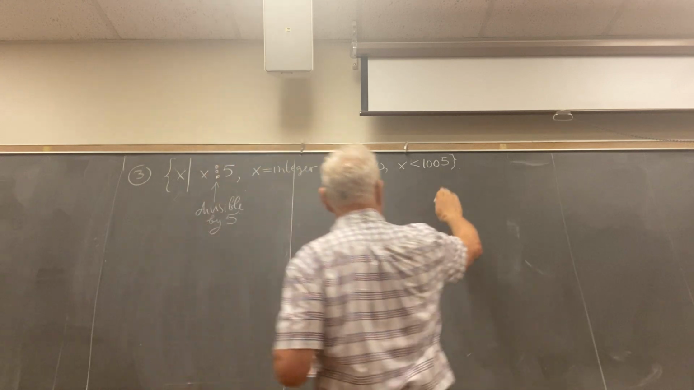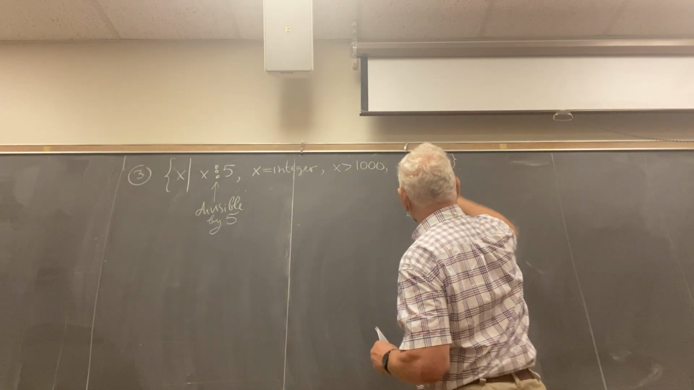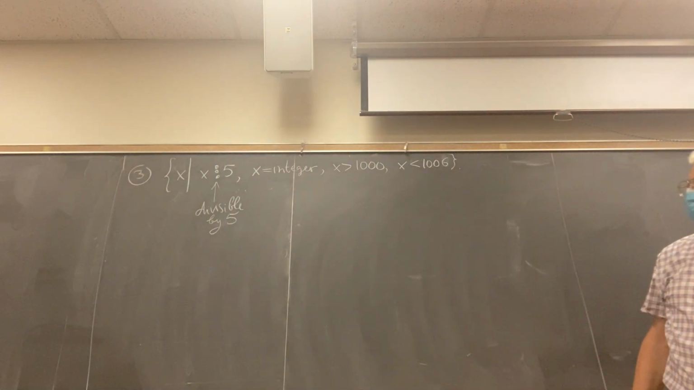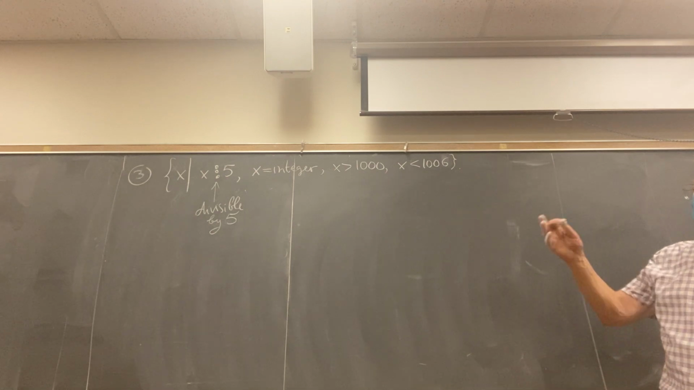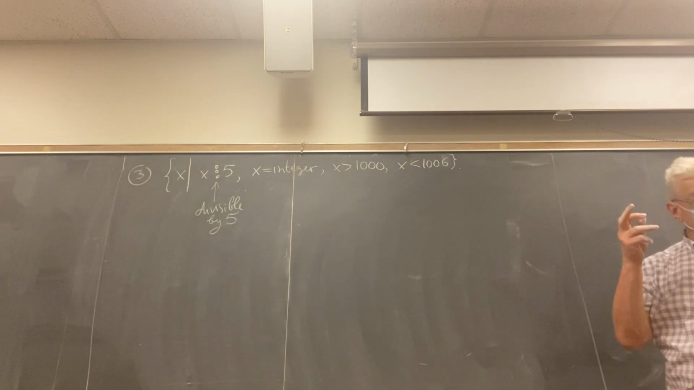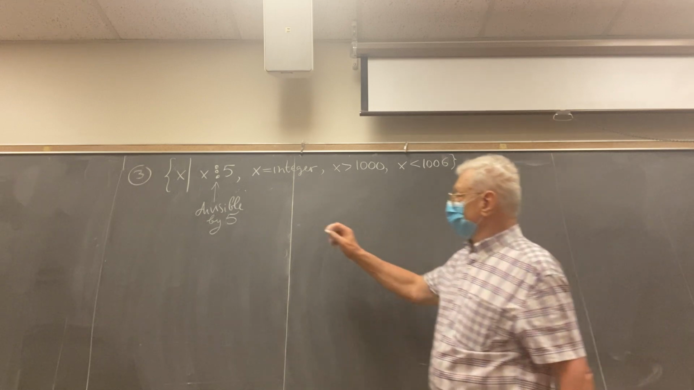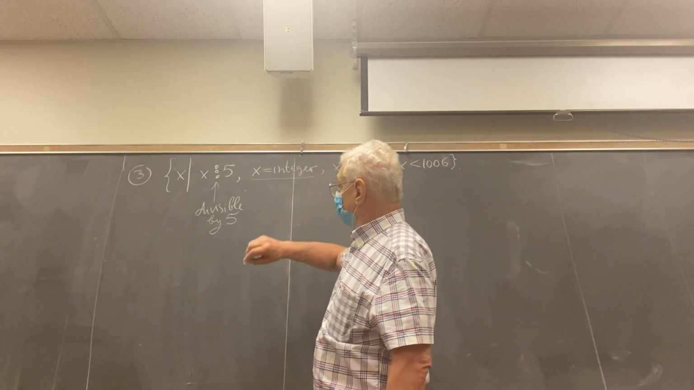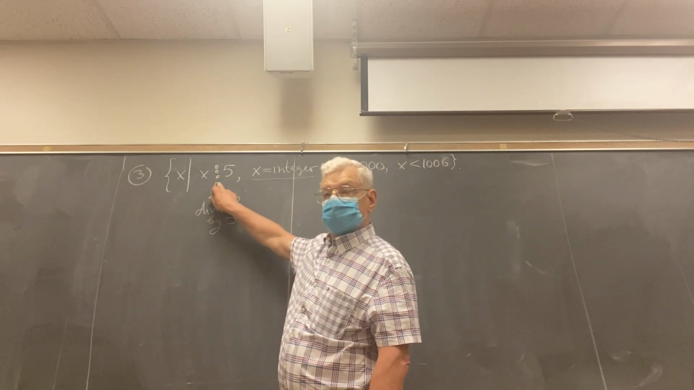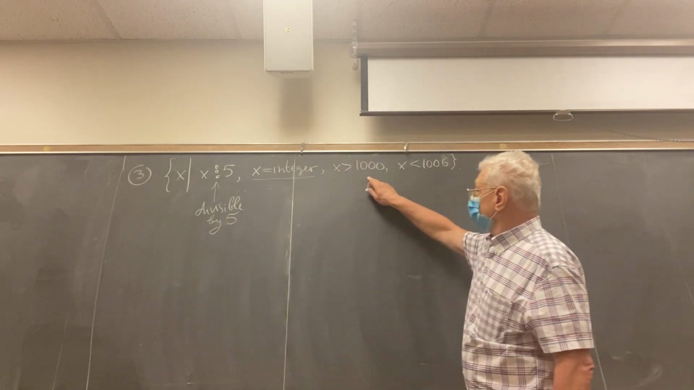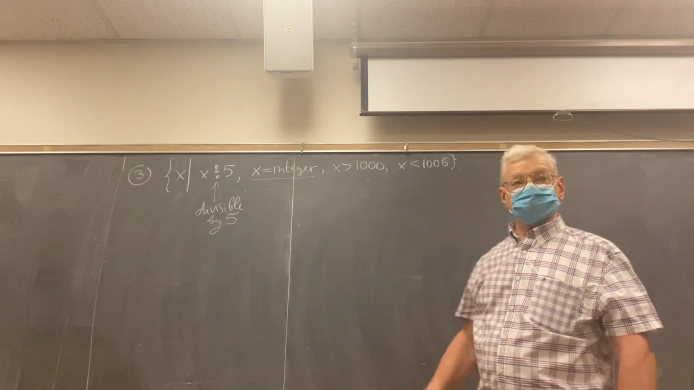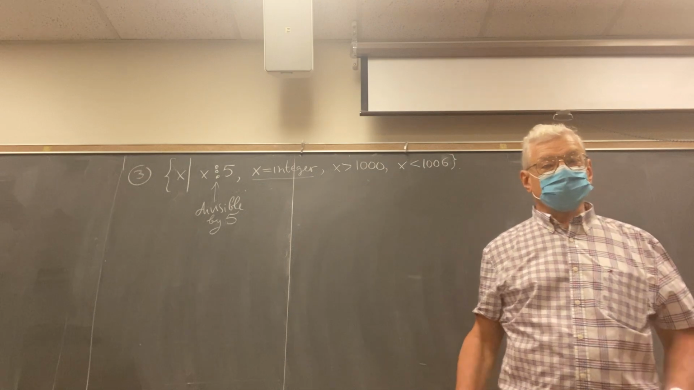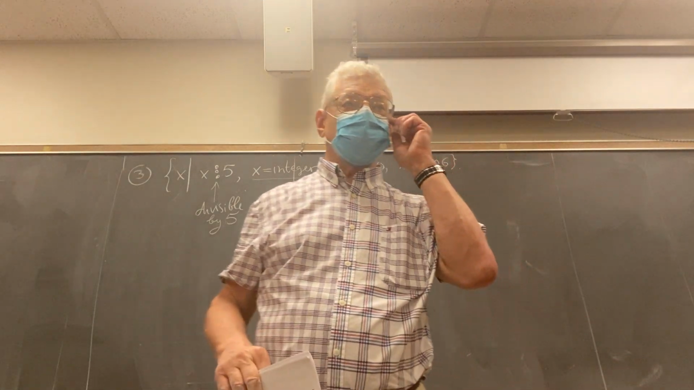Maybe I just try this one. Less than 1006 first. Okay, so what is that? We have to find all x's, which are first of all integers, divisible by 5, greater than 1000, and less than 1006. Okay, do you know how to find if a number is divisible by 5?